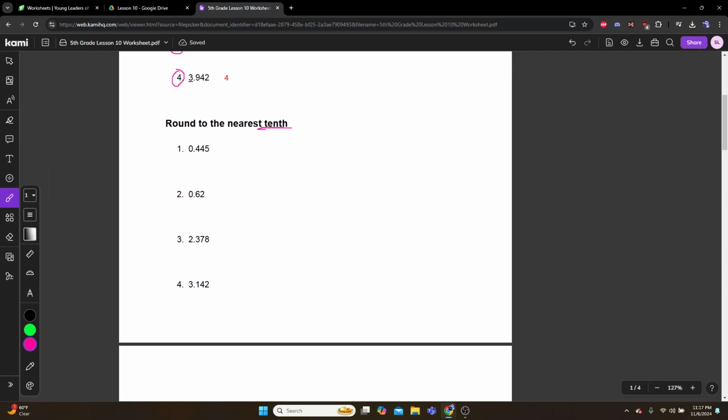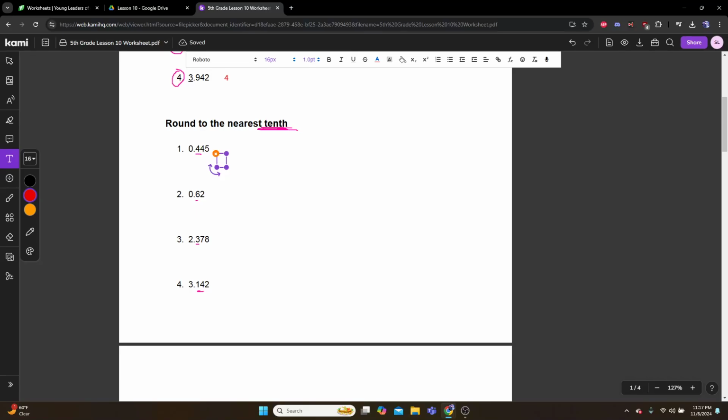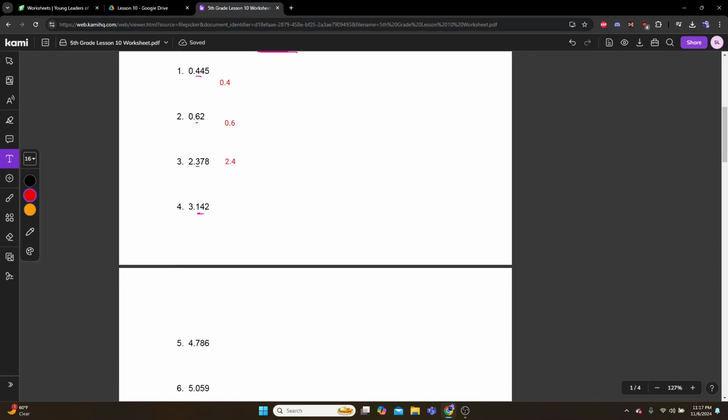So round to the nearest tenth. The tenth value is the digit that comes after the decimal point. So for all of these problems, it would be these numbers. For number 1, we know that the 4 that comes after the underlined digit would make it just stay the same. So it would just be 0.4. This one also 0.6 because the 2 just lets it stay the same. In this case the 7 comes after, so you would round up, so 2.4. Number 4, since it's a 2 that comes after, you would just do 3.14 since it doesn't change.